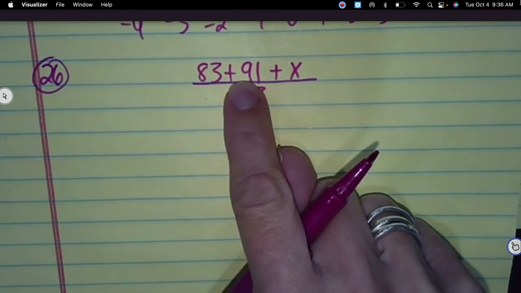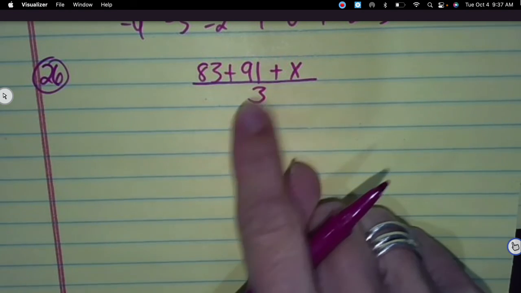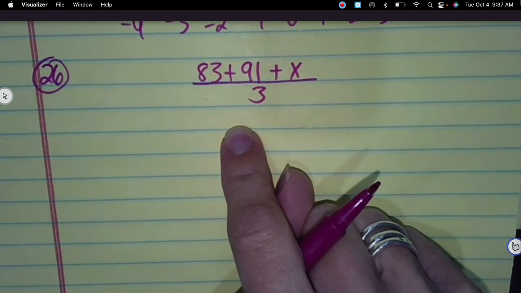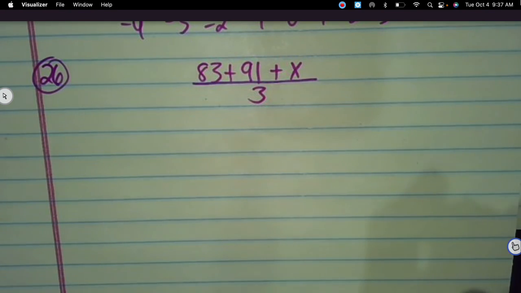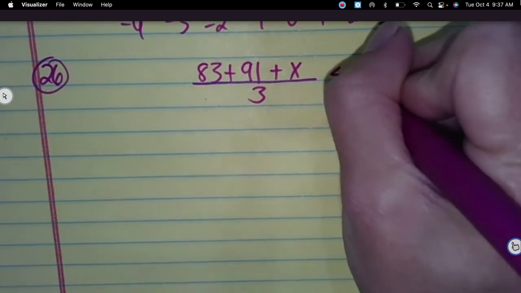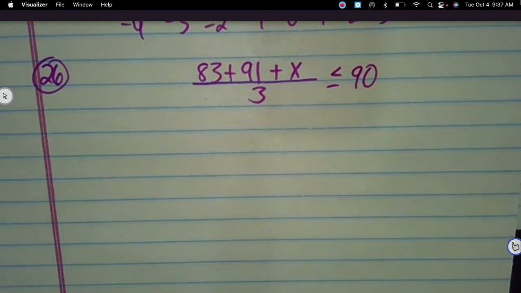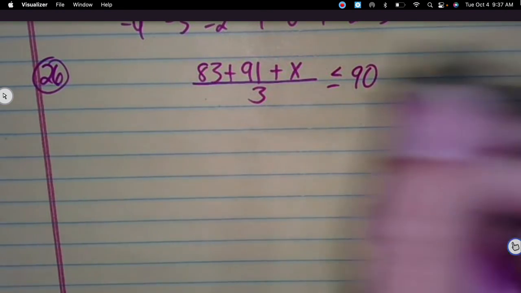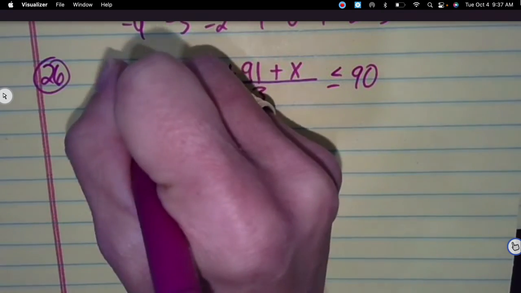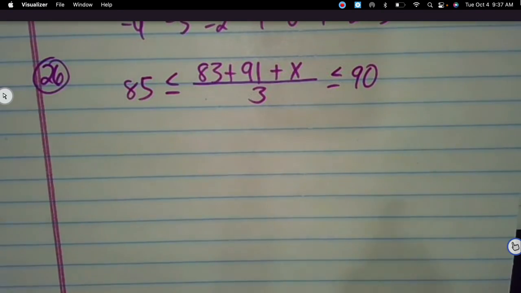Okay, 83, 91, the quiz I don't know, and they would divide by 3. What's the highest score that she wants? A 90, so she's expecting around a 90. What's the lowest score she would want in the class? An 85. So you're looking to be between the 85 and the 90. You should be able to tell your answer already. Yeah, 26 is A.